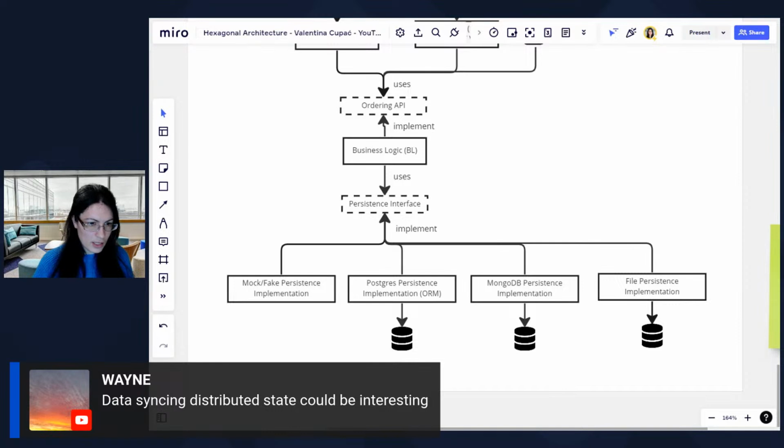Okay, data syncing, distributed state could be interesting. Okay, so I see here the mention about distributed systems. That's yet another good topic. At the moment, for the purposes of this session, we will be staying only with the monolith application, but in the future, I think it would be nice to also explore hexagonal architecture within distributed systems, like with microservices. How does it work together?